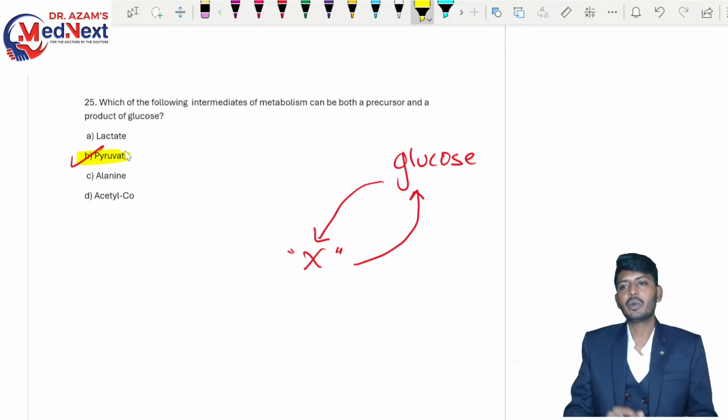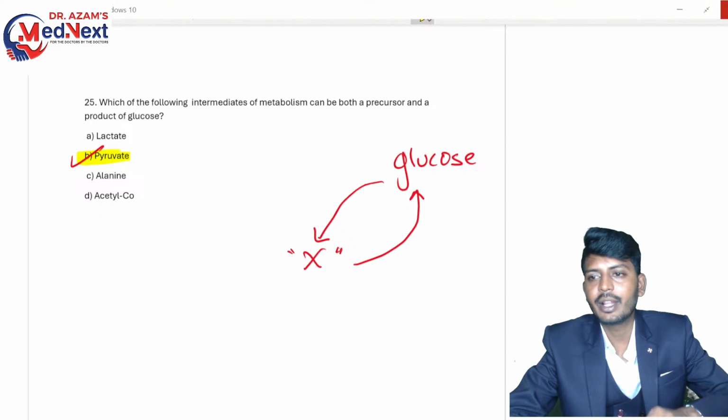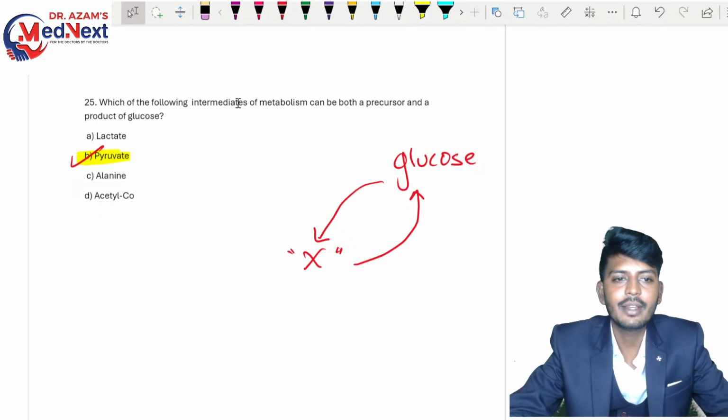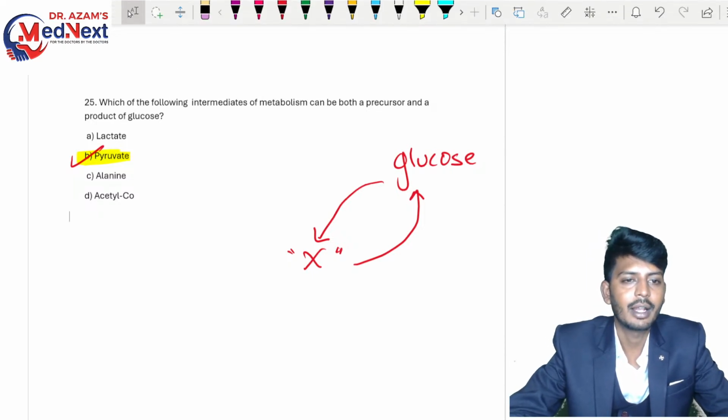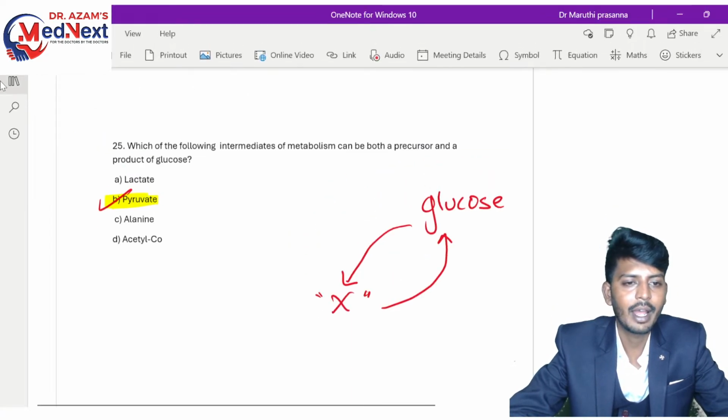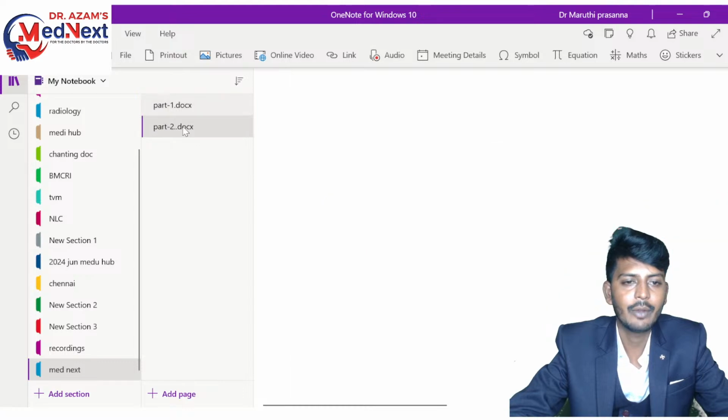So we are done with the 25 questions. Once we are done with the 25th question, let's go to the next important question. That is your 26th question. Let me open up the new page where I have already added your question.